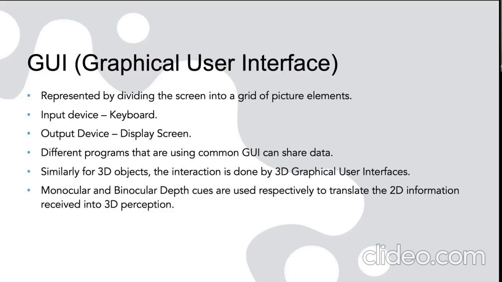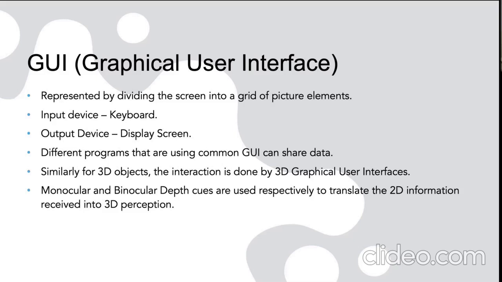Next, graphical user interface. The screen is basically divided into a grid of picture elements such as pixels. Like each pixel represents the smallest unit of visual information on the display. The arrangement of pixels forms a visual interface, like incorporating graphical elements such as windows, icons, buttons, or other visual components. The visual elements are used to represent information and facilitate the interaction between user and the computer.